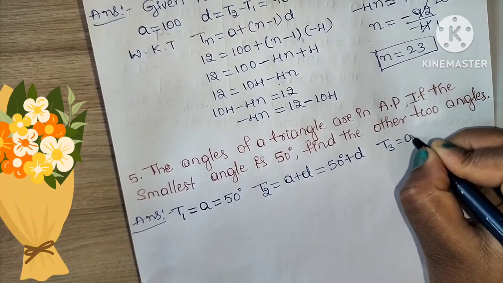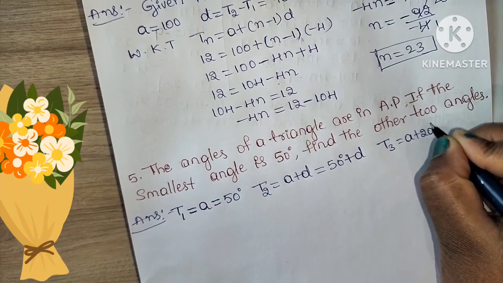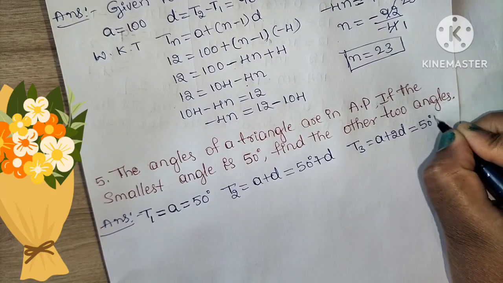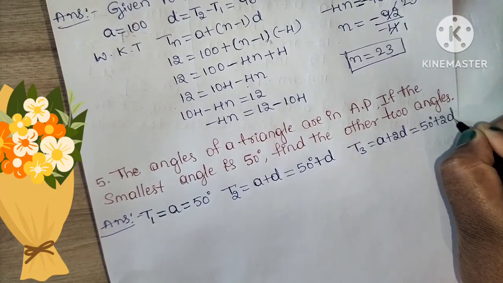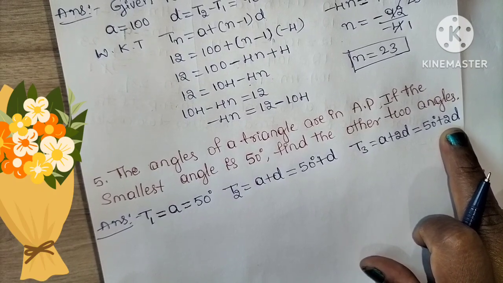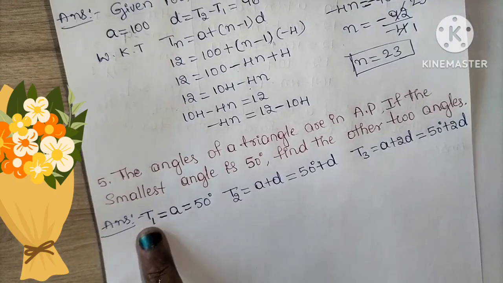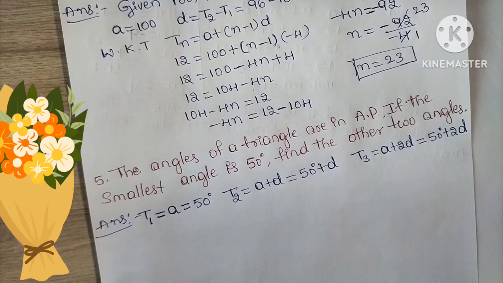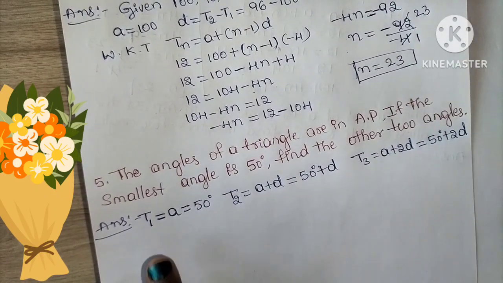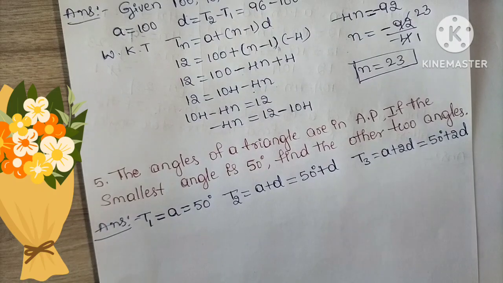What is term 3 here? Term 3 is equal to A plus 2D. So what is A here? 50 degree plus 2D. Here we don't know the common difference D, but we know term 1, term 2, term 3. We can write them in the form A, A plus D, A plus 2D. We know the A value. We know the smallest angle.